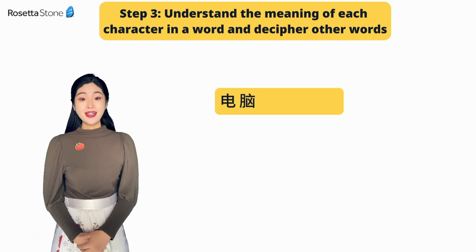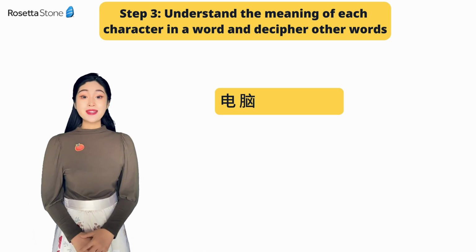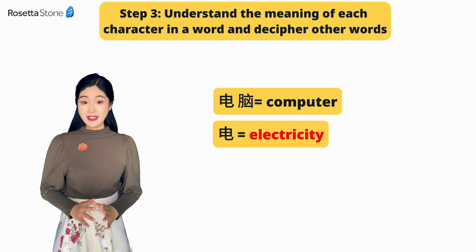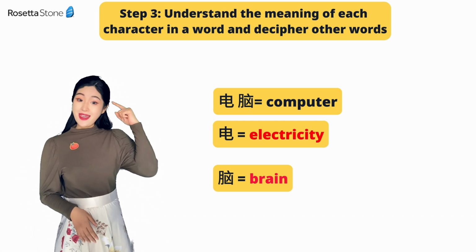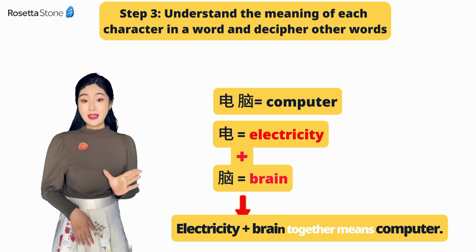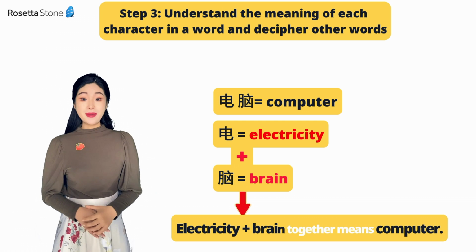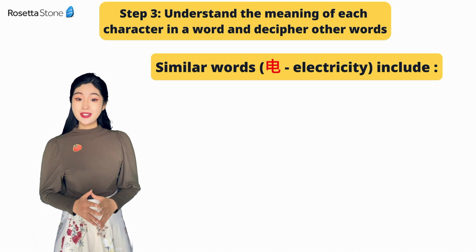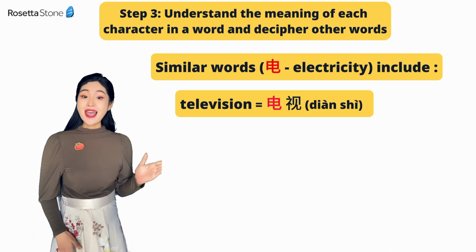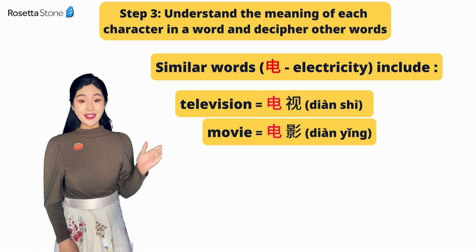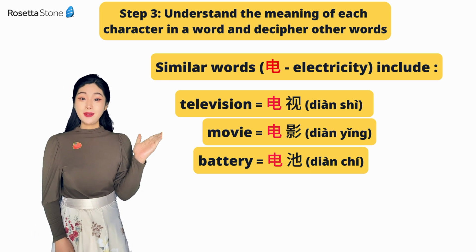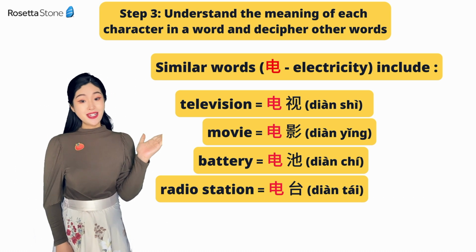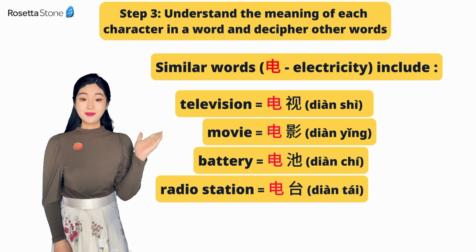Another example, 电脑 in Chinese means computer in English. 电 means electricity. 脑 means brain. Electricity plus brain together means computer. Similar words include television, 电视, movie, 电影, battery, 电池, radio station, 电台.